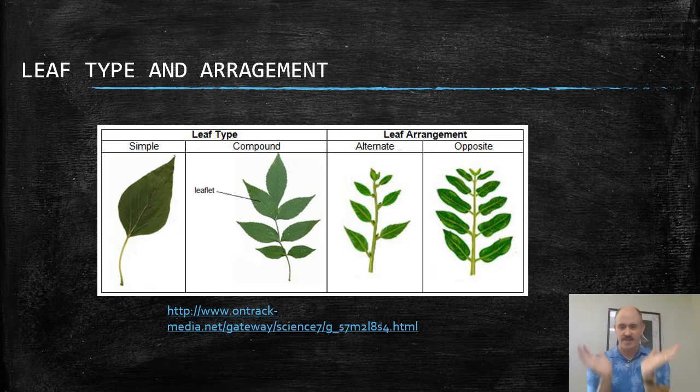Now, opposite leaves: you have two leaves at a node, attached two at a time on that node. And then occasionally you'll even have plants that have whorled leaves, which is where there's more than two attached at a node in a whorled fashion around the stem. Okay, so typically trees are either alternate or opposite. Occasionally they'll have whorled leaves.